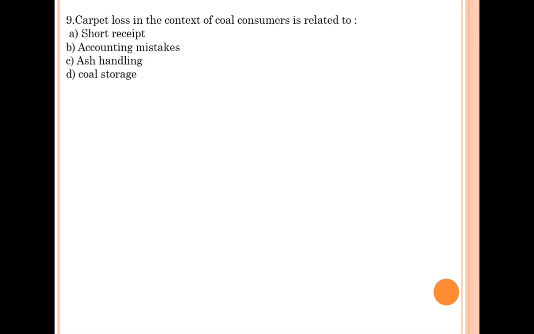Question 9. The carpet loss in the context of coal consumption is related to. It should be coal shortage, because as we know, carpet loss is a terminology used for the stockpile, and the carpet preparation is a vital job for storage of coal in the stockpile. If the carpet is loose, there is a loss of coal. If the carpet is hard, we can save coal. So the answer should be D, coal shortage.